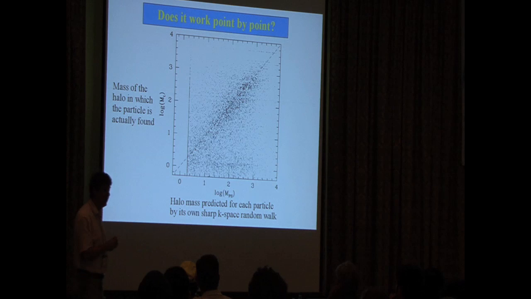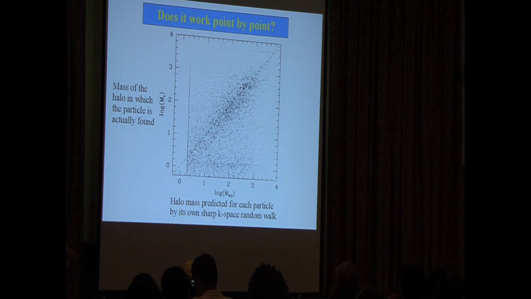So you can plot one against the other, and this is what you get. So this is the mass of the halo in which the particles are actually found when you run the simulation, and this is the mass where it's predicted by this random walk. And well, it's not perfect.